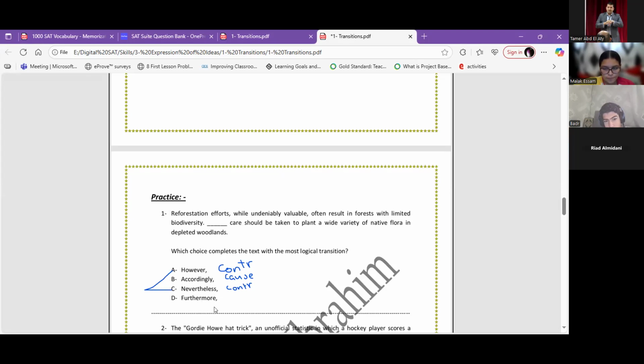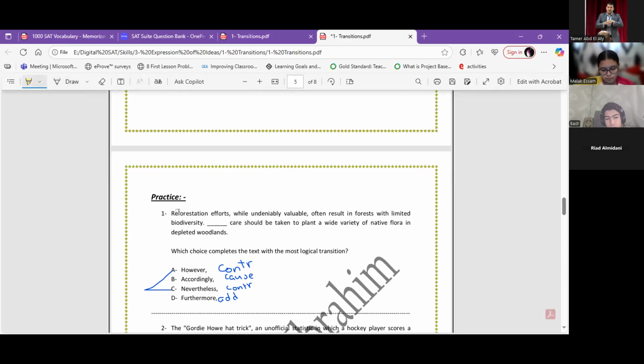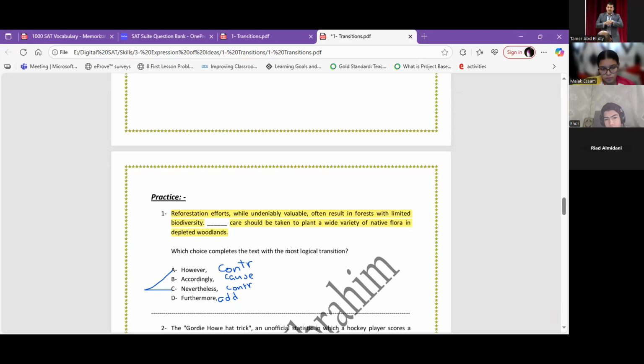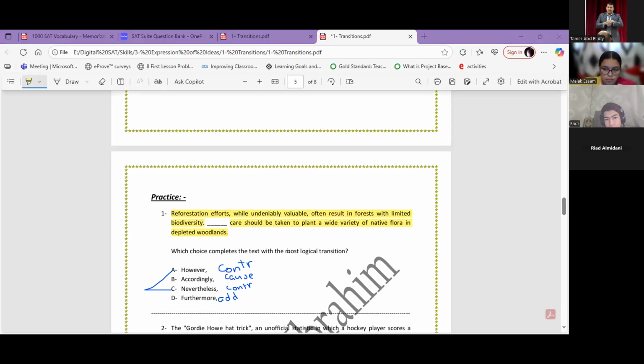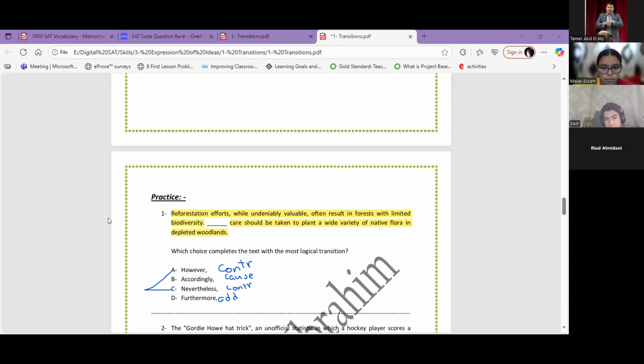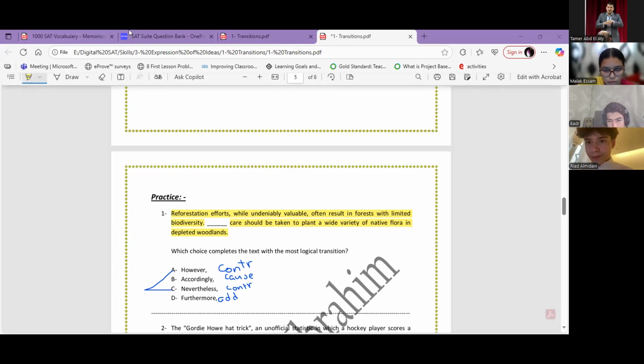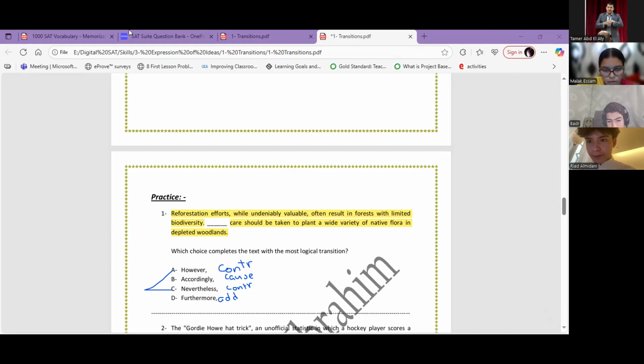Okay, furthermore, addition. So now I'm going to look: is it accordingly or furthermore? If it doesn't work, then it's one of these. But because I have two words with the same function, put them aside. Let's find where the sentence before is, here, and the sentence after, here. Now write the answer in the chat box. It's easy. I'm going to put the contradiction aside now and find whether it's cause and effect or addition.